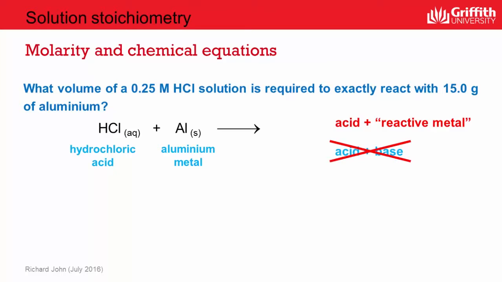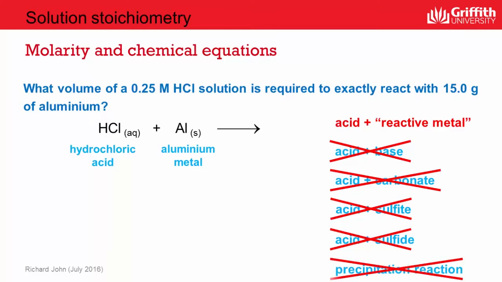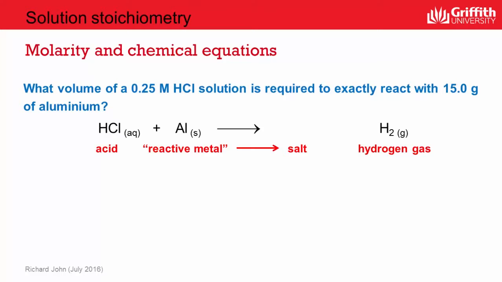We can rule out it's not an acid plus base, there's no base there. It's not an acid plus carbonate, there's no carbonate. Not an acid plus sulfite, it's not an acid plus sulfide, and it's not a precipitation reaction. We haven't got two solutions there. We've got the acid and the metal, and by a process of elimination, we've got an acid plus reactive metal, and we know that the products of that are a salt and hydrogen gas.